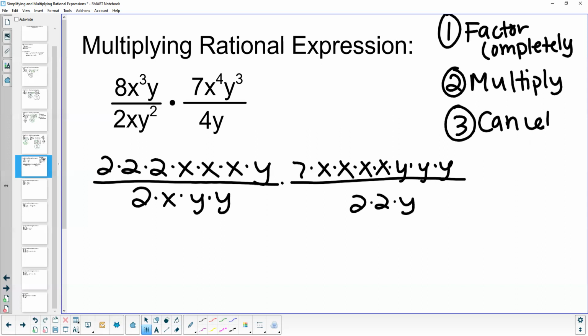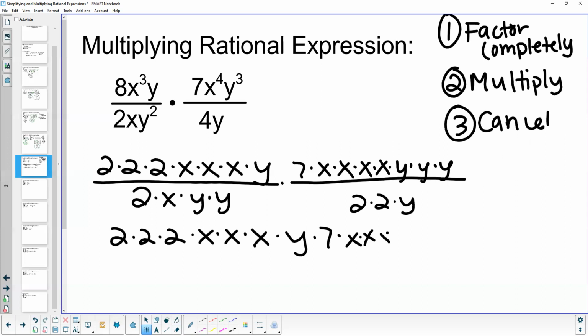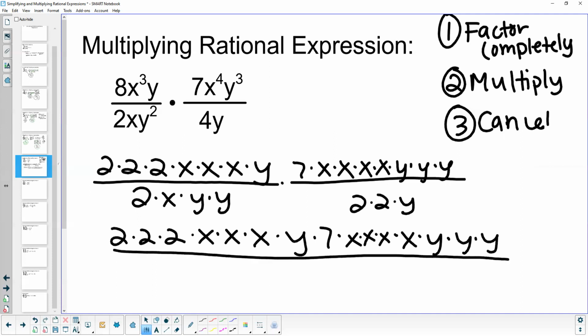Step 2 is to multiply it. All that it means is we're going to now have 2 times 2 times 2 times x times x times x times y times 7 times x times x times x times x times y times y times y on top. Notice how I just took this and smashed it all together on top, and 2 times x times y times 2 times 2 times y on the bottom. So we multiplied it all together and wrote all the factors next to each other.